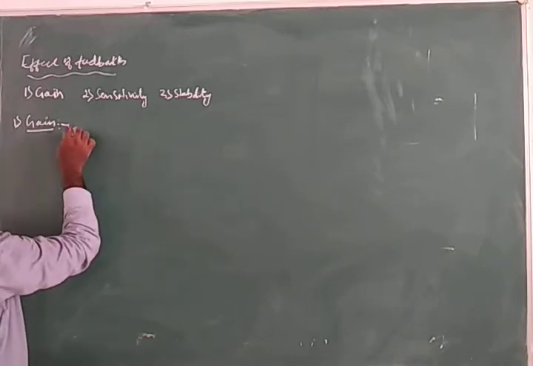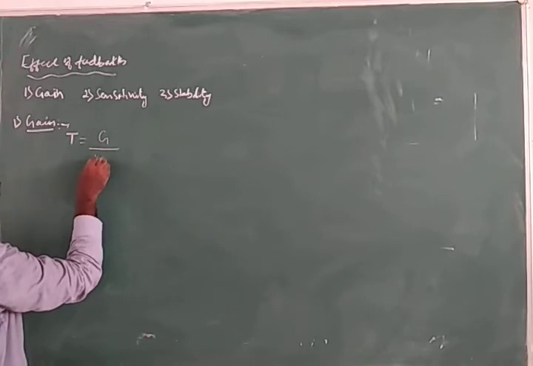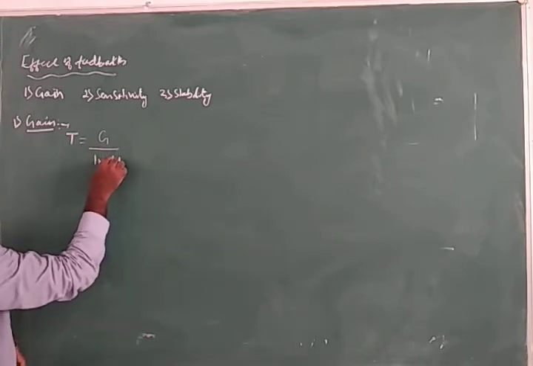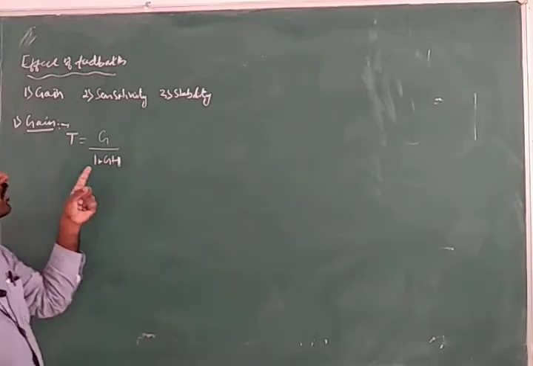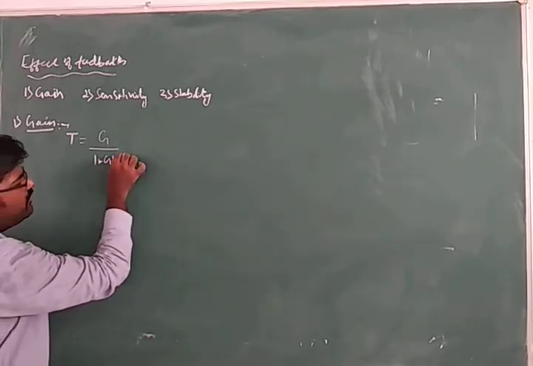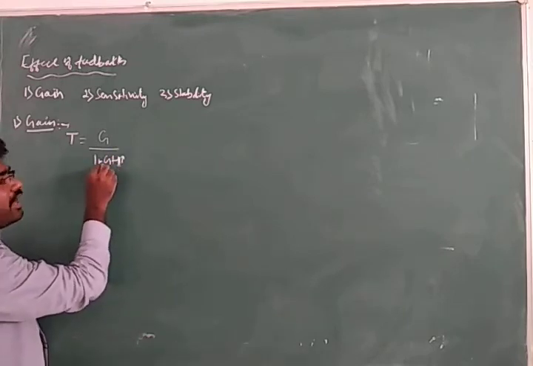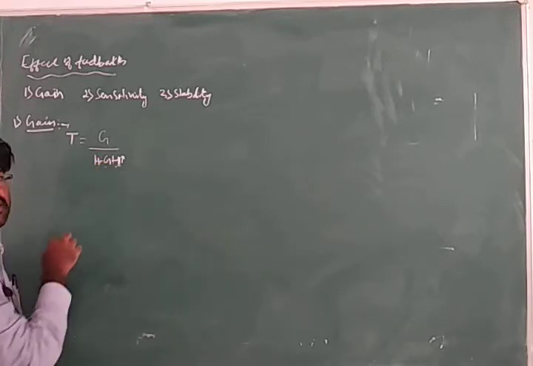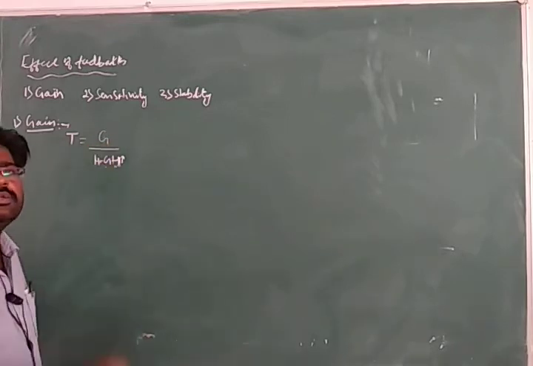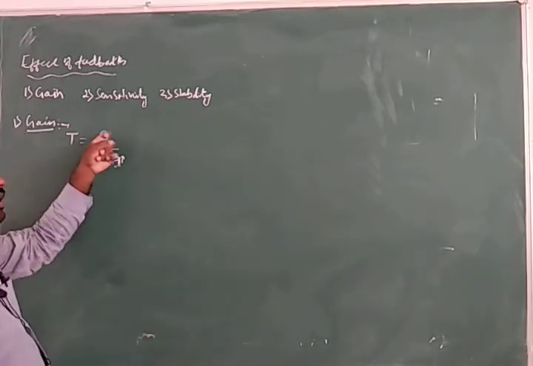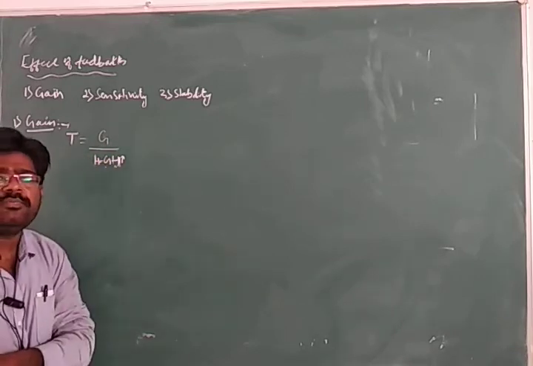Gain of the control system is given by T is equal to G divided by 1 plus GH. I already told you we will be using the negative feedback approach everywhere. So here, if the value of H is more, the value of GH will be more, hence 1 plus GH will be greater than 1. If 1 plus GH is greater than 1, the value of G is going to decrease. So the overall gain will decrease. Then hence the transfer function also is going to decrease.